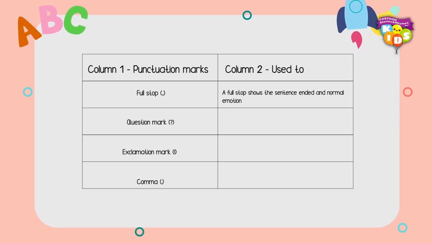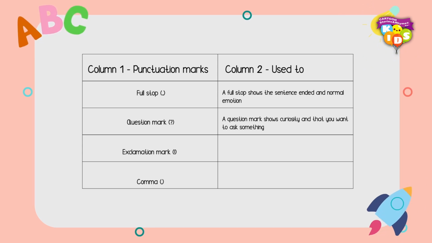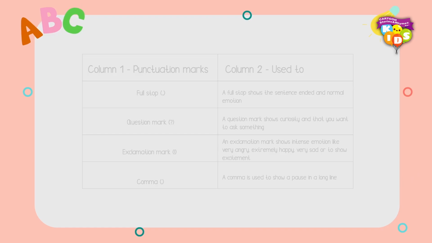A full stop shows the sentence ended with a normal emotion, like feeling okay, happy or sad. A question mark shows curiosity and that you want to ask something. An exclamation mark shows intense emotion like very angry, extremely happy, very sad or to show excitement. A comma is used to show a pause in a long line.